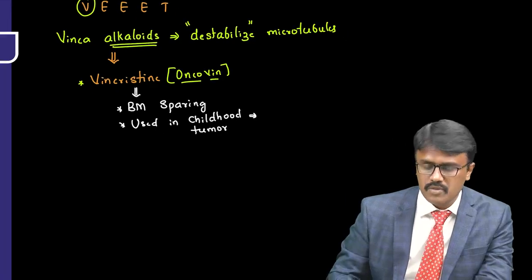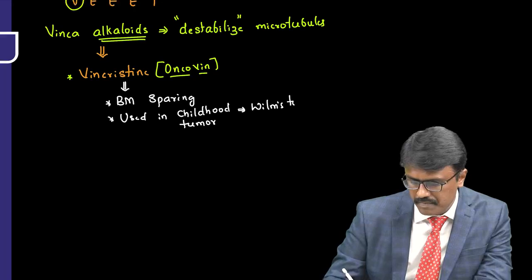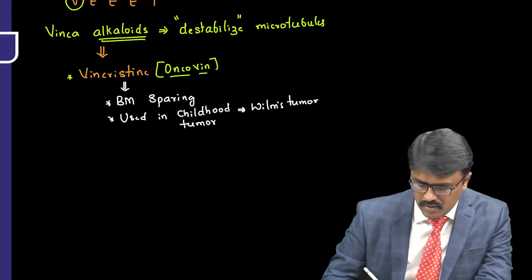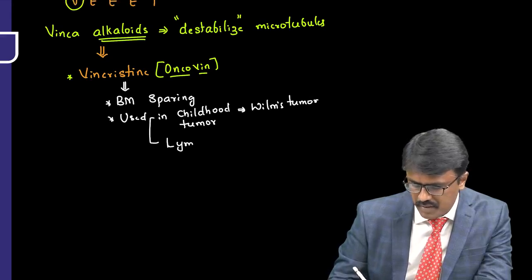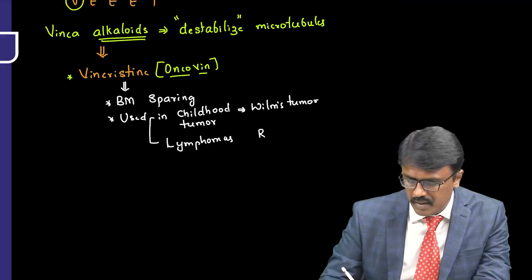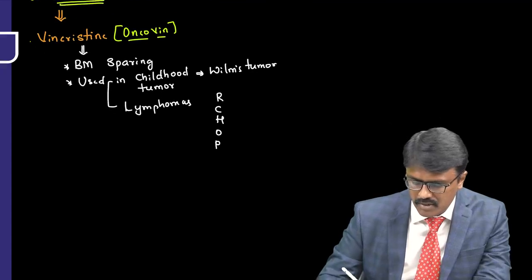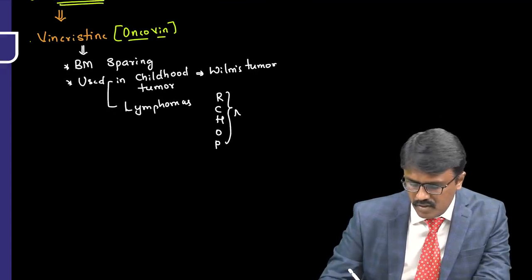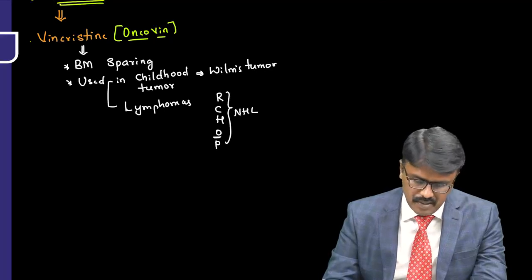For example, Wilms tumor, it is used. And it is also used in lymphomas. And I have told you the regimens for that. Lymphoma, particularly the R-CHOP regimen. Now tell me, where to use this R-CHOP regimen? It is used in non-Hodgkin's lymphoma. So O stands for oncovin, which is nothing but vincristine.